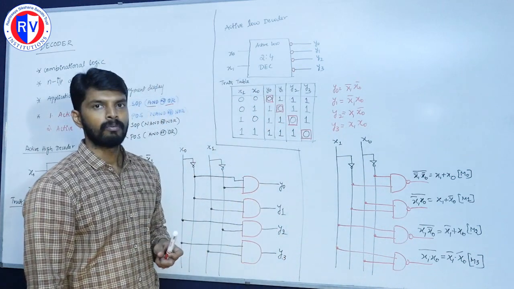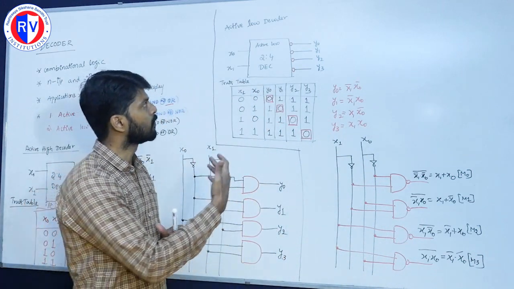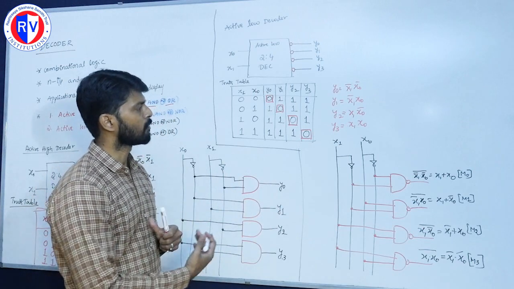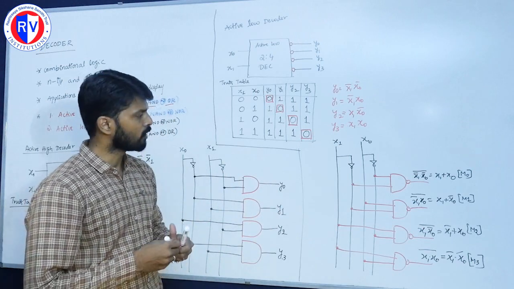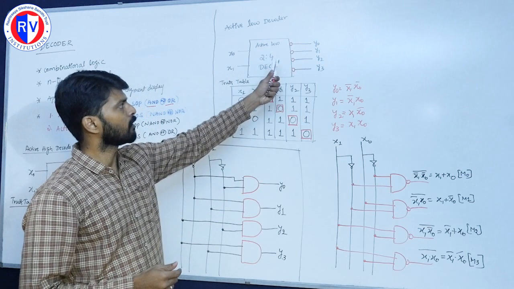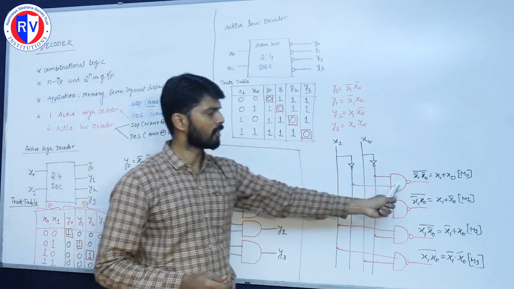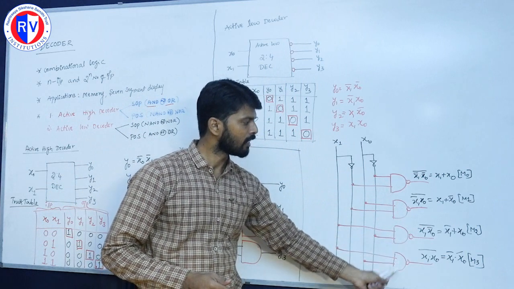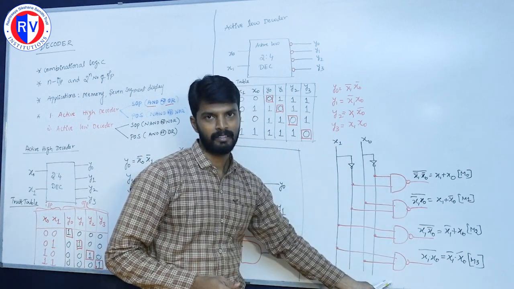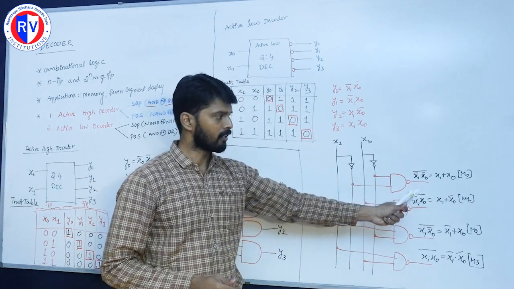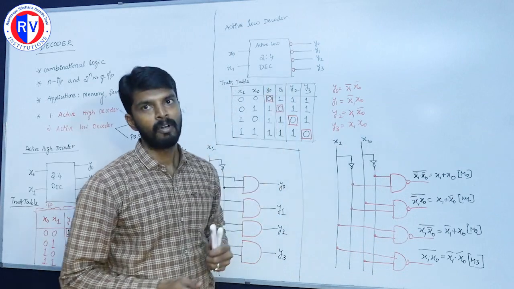So this is how we are generating the POS equation with the help of an active low decoder. One more thing you should observe here. See, in the block diagram, I have used the bubble. Why? Because here we are using a NAND gate instead of an AND gate. This will get complemented in case of the active low decoder.